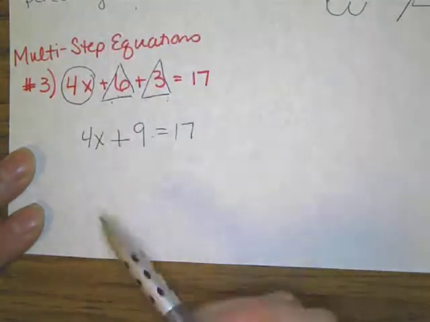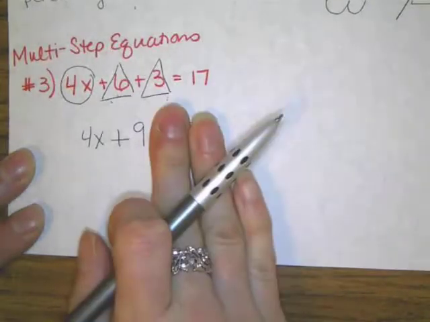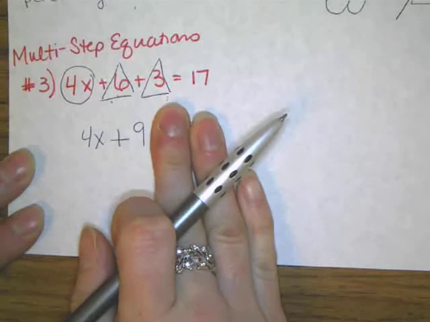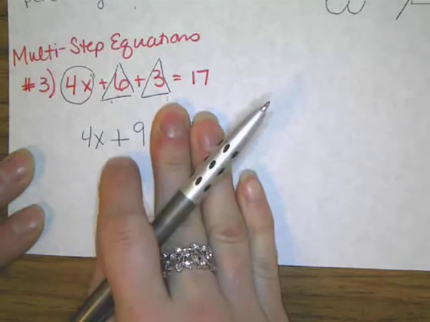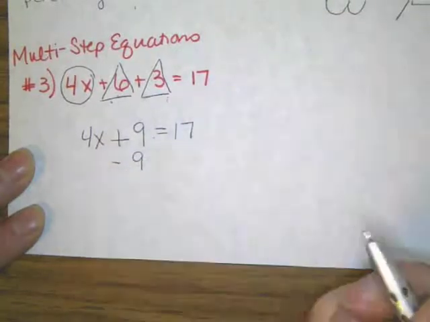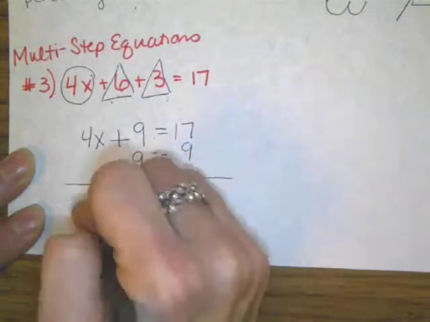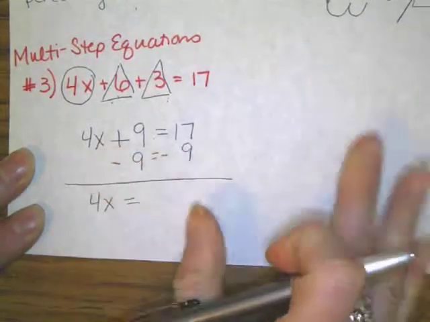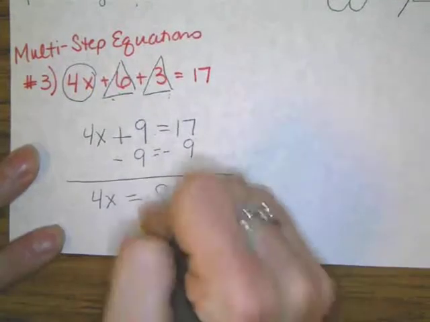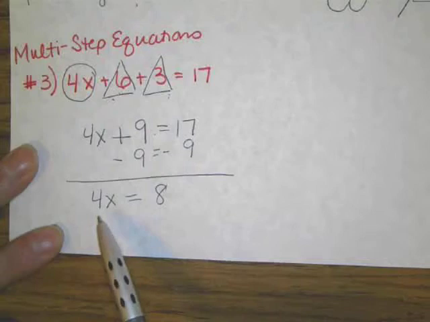Now we can solve with one step by looking at the x side. And the first thing we want to do is get rid of the number. So we would do the opposite of what we are doing, which we are adding. So the opposite is subtracting. So we subtract 9 and subtract 9 from the other side. So we have 4x equals 8. That doesn't solve it because we still don't have x by itself.